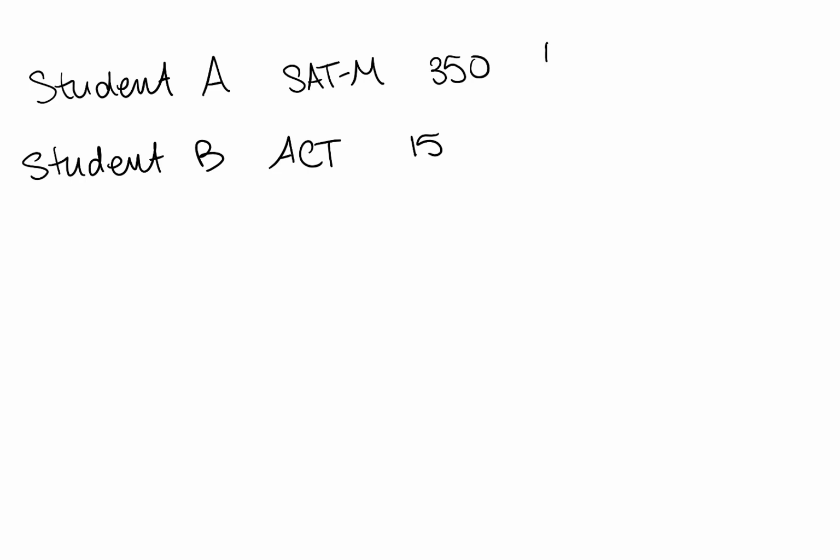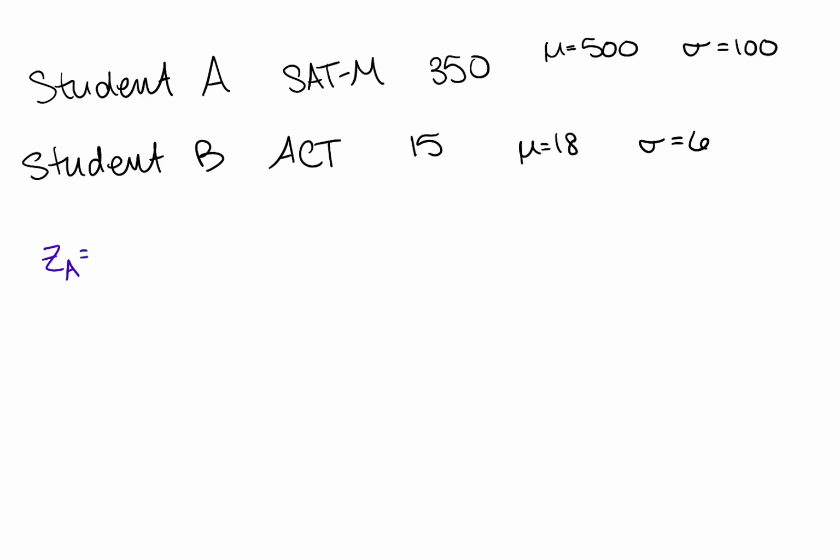SAT scores have a mean of 500 and a standard deviation of 100, while ACT scores have a mean of 18 and a standard deviation of 6. Because they're on different scales, we can't directly compare these two scores. Instead, we'll compute z-scores, which are directly comparable. We'll start with the z-score for student A.